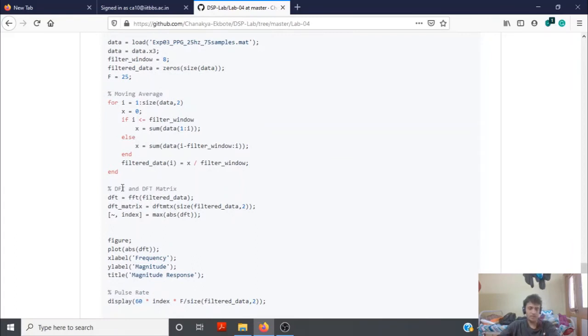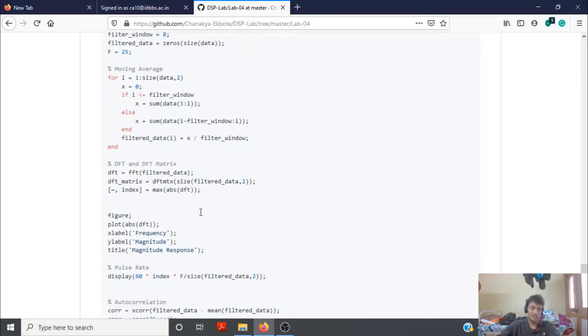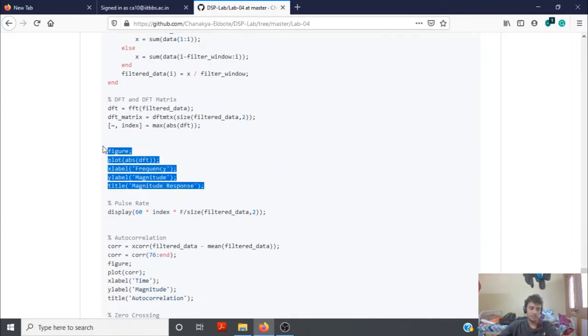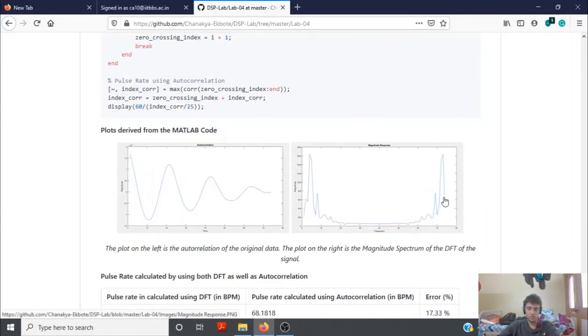And to calculate the DFT and DFT matrix is very easy in MATLAB. All you have to do is just type FFT. I just type DFT matrix, and to get the max value like we have got before, all you have to do is write max ABS DFT, which is very easy. And once you get all this, you can easily plot this, and the plot is what you get here.